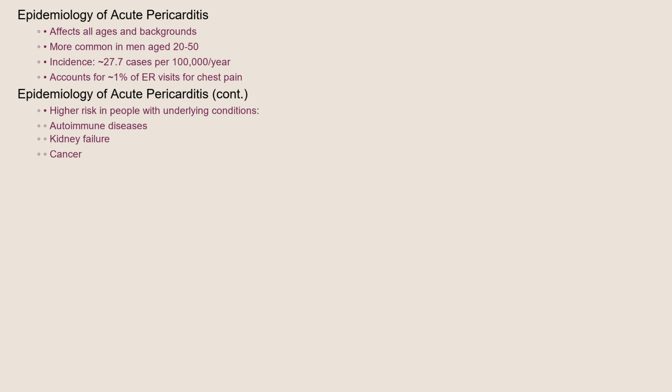Acute pericarditis affects individuals of all ages and backgrounds, but it's more commonly seen in men aged 20 to 50. The incidence is estimated to be around 27.7 cases per 100,000 people per year. It accounts for approximately 1% of emergency room visits for chest pain, highlighting its clinical significance. People with underlying conditions such as autoimmune diseases, kidney failure, or cancer have a higher risk of developing pericarditis.